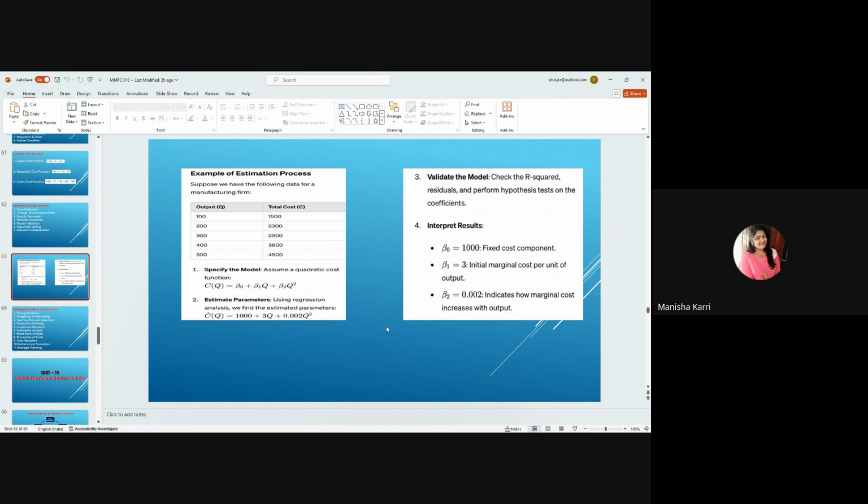So in this example, you can see here, first they have specified the model, estimated parameters, validated the model, interpreted the results. Here, estimating the cost function provides insights into the cost behavior of the firm, aiding in decision making related to production levels and pricing strategies and overall financial planning. Proper model specification and estimation validation are very crucial to obtaining accurate and meaningful results. So, are you clear with this topic?